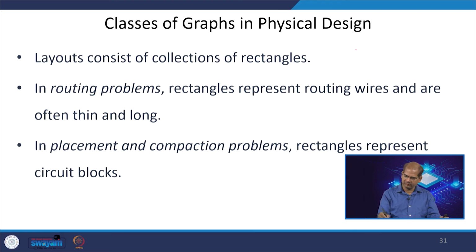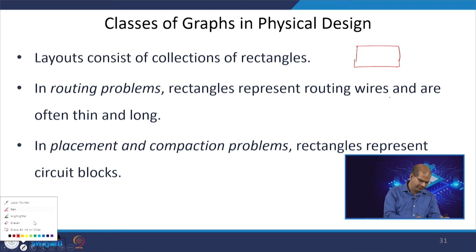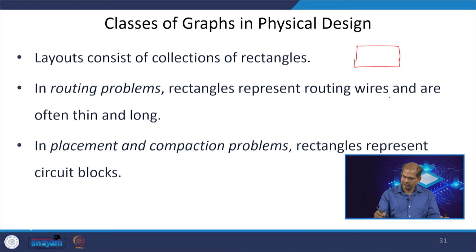If you see, this is your active, let us say. I will draw the poly in green color. So, this is the poly. It creates a transistor. So, this is poly and this is active.